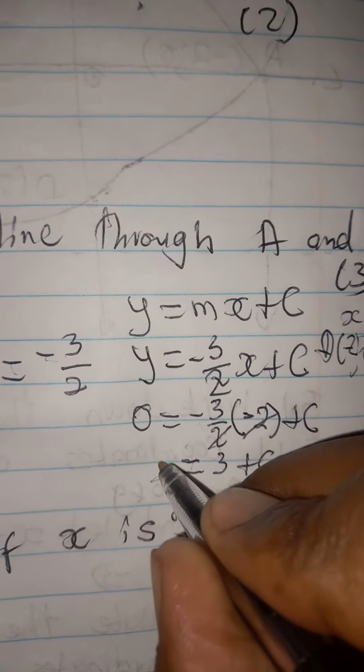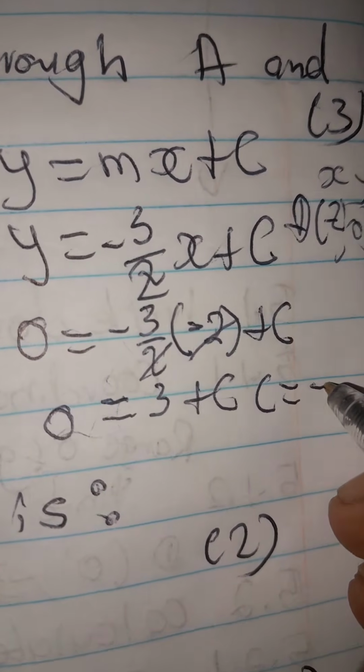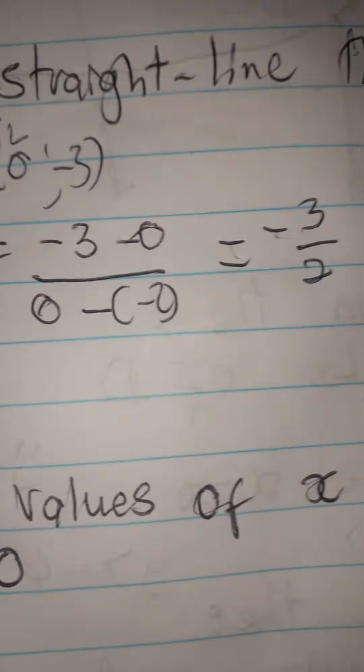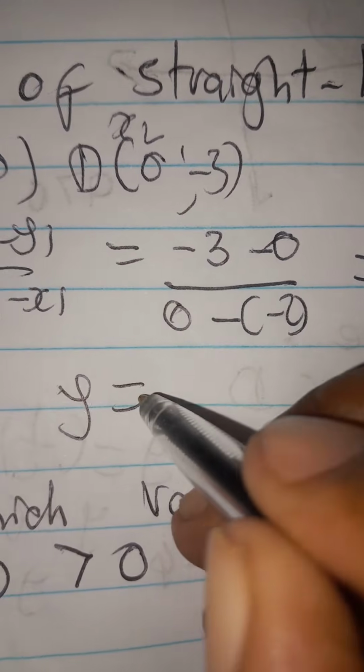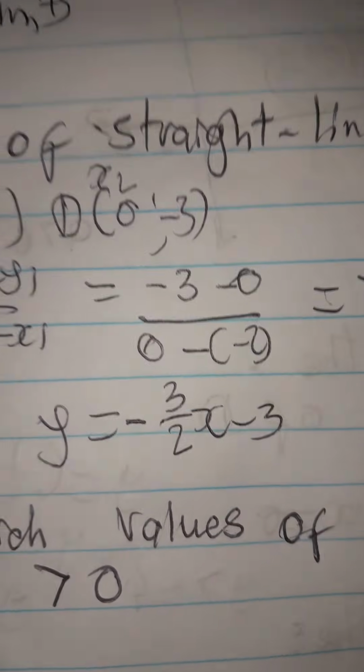So we have 0 equals 3 plus c. Take 3 to the other side. c is now negative 3. So our general or standard equation will be y equals negative 3 all over 2 x minus 3. So this is how you can work out to get that 3 marks, right?